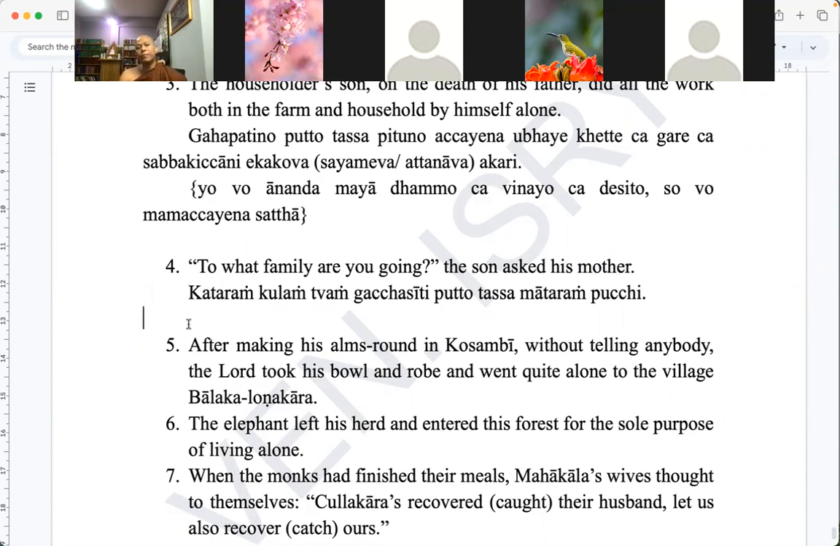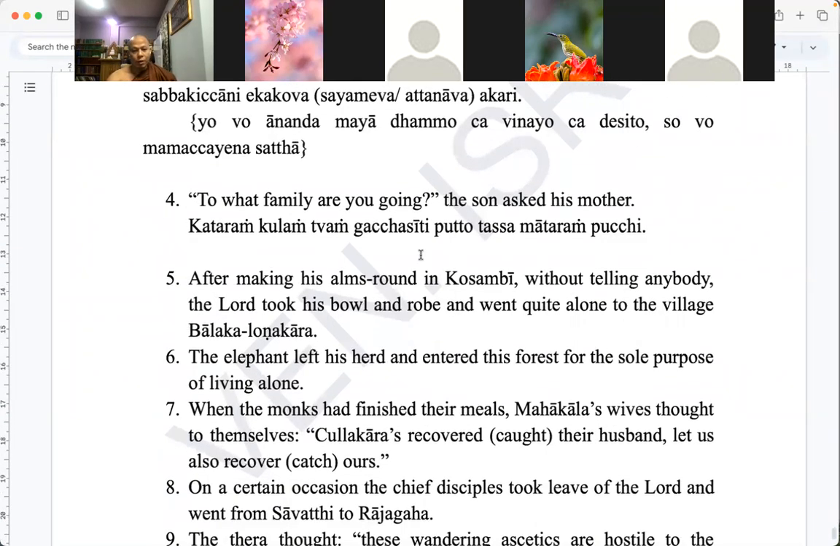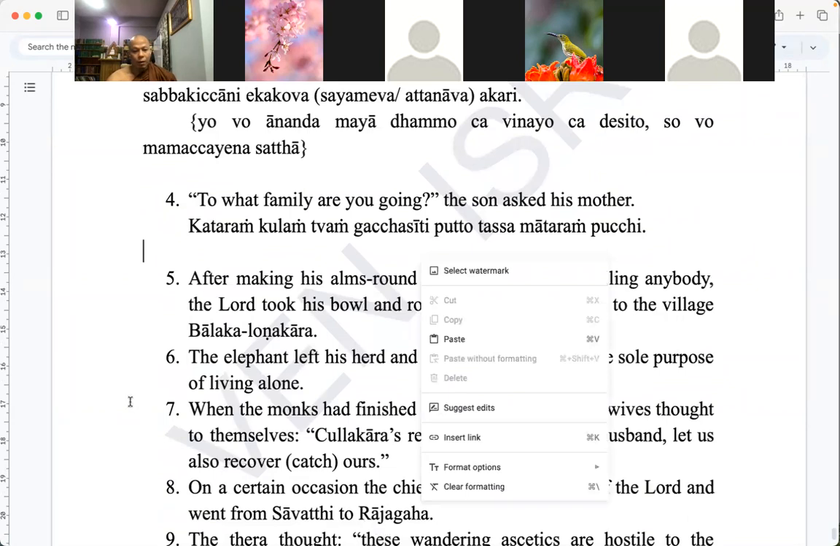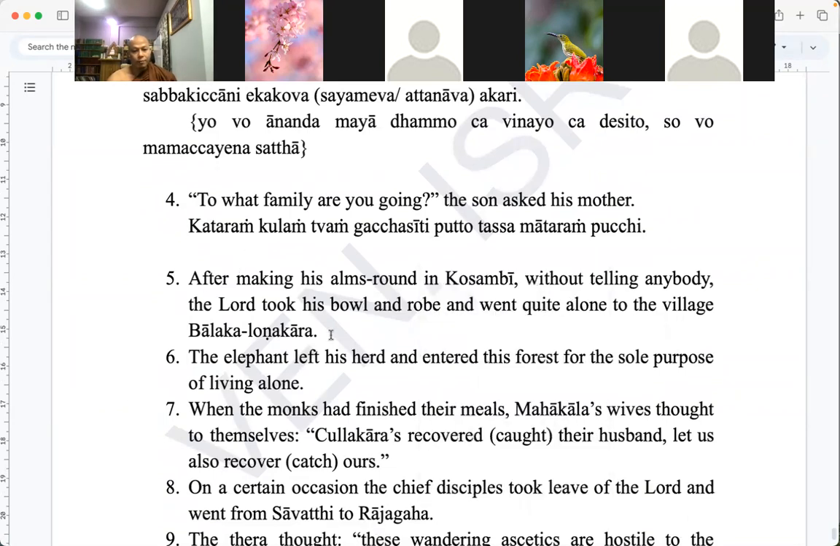So Kadaram or Kadaman or Kengulan also. Okay, anyway. So Kengulan. So Kadaran Kulan, Kadaman Kulan. So Tuan Gachasiti. Bodo Dasa Madaram Pochi. Okay, so now number 5.